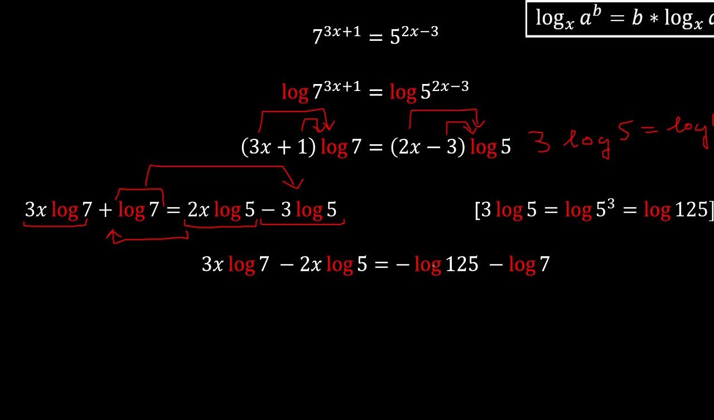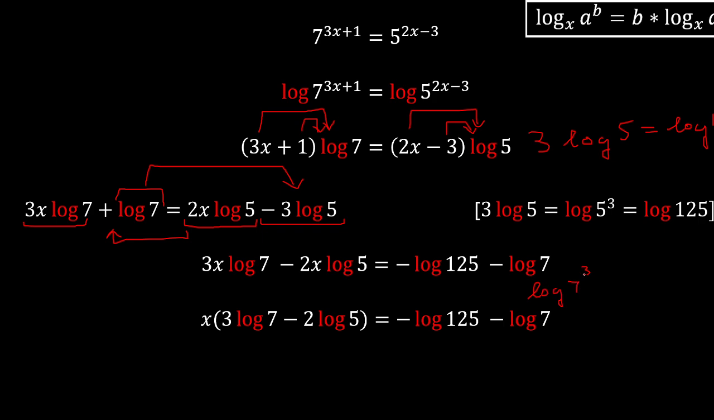Now the next step is to factorize. If you want to isolate x from two terms, the best way to do it is to factorize, especially when they have the same degree of the coefficient, right? So when we have x, we can factorize x and we get 3 log 7 minus 2 log 5. What is 3 log 7? Well, 3 log 7 is just log 7 cubed, which is log 343. And what is 2 log 5? That's just log 5 squared, which is just log 25.